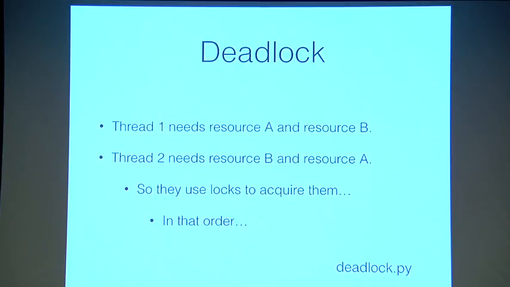Deadlock. It's one of the most common locking problems. So right here we've got thread 1 needs resource A and resource B, right? The two tables. Thread 2 needs resource B and resource A. And so they use locks to acquire them, right? This is what we do, shared state. And they try to acquire them in that order. How's that going to go?